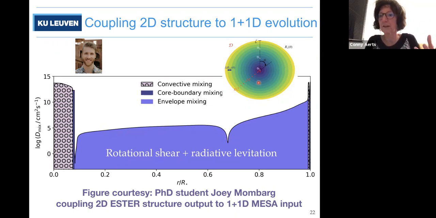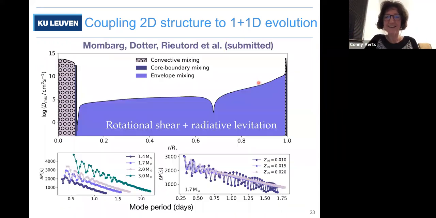We know it's not perfect. And we also know that we can't really fit the mode trapping of these stars, right? And so if you do this coupling of these higher dimensionality, let's say, then you can predict how the oscillation modes look like. You get such a signature, which is similar to what we see in these stars. This is varying the mass, and this is varying the metallicity, because of course, metallicity has an immense impact on radiative levitation.